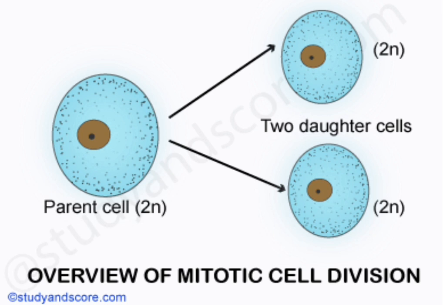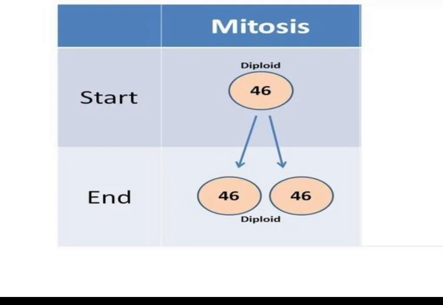For example, each human cell contains 46 chromosomes. After mitosis, the cell is divided into two daughter cells, and each of these two daughter cells also contains 46 chromosomes. So how does this occur, and how does the chromosome number change during different stages of mitosis? This is what we are going to explain in this video.